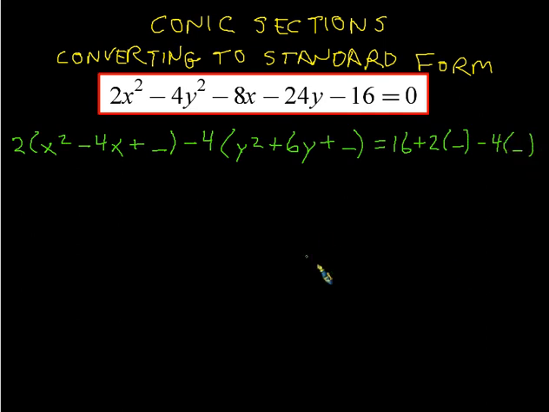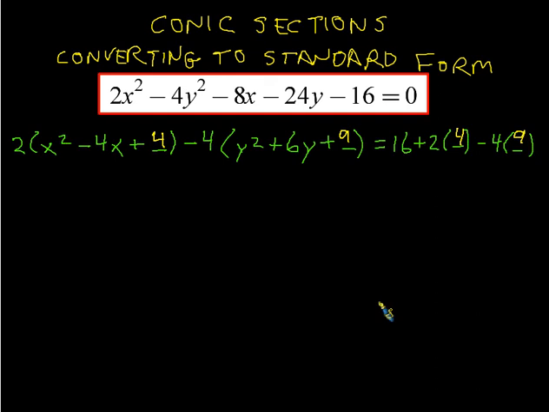And again, it'd be nice if you could pause the video and see if you can figure out what goes in that blank and what goes in that blank. I'm going to go ahead and get going. We're going to put a 4 here, and we'll put a 9 here. Remember, 6 divided by 2 is 3, squared is 9. So a 4 goes here, and a 9 goes here.